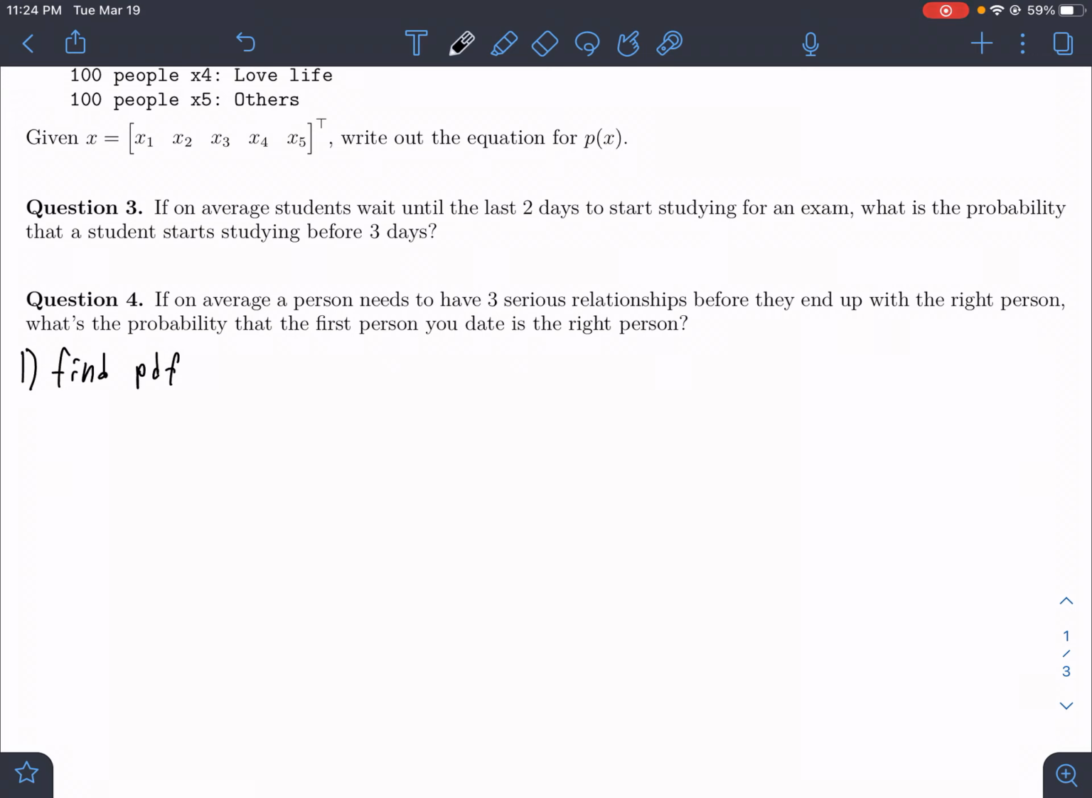So, let's break down the problem. All right, 3 serious relationships means we have discrete. This is a discrete problem because we have concrete and separable units, basically trials that we're running. And so you can't run 1.5 trials, but you can run 1, you can run 2, you can run 3. But you can't really do half trials, or half relationships, if that makes sense. All right, so we have that. This is discrete. And we're given an average of 3, and we're trying to find the probability that the first person we date is the right person.